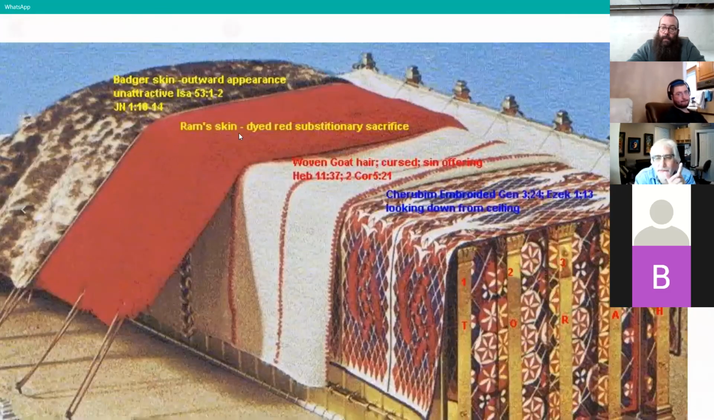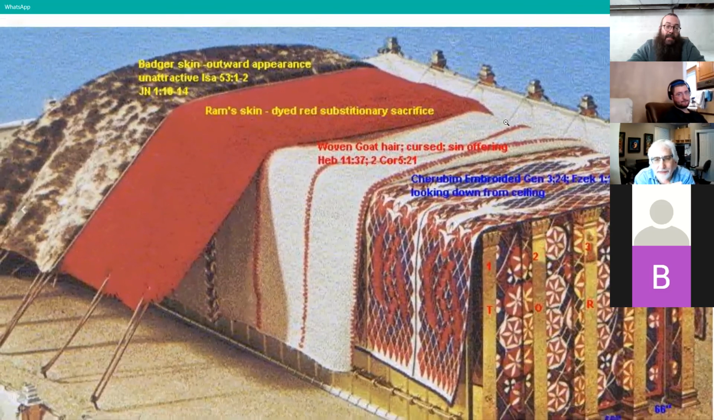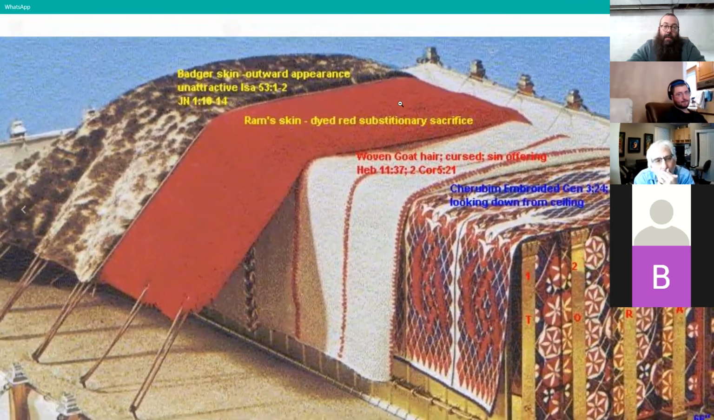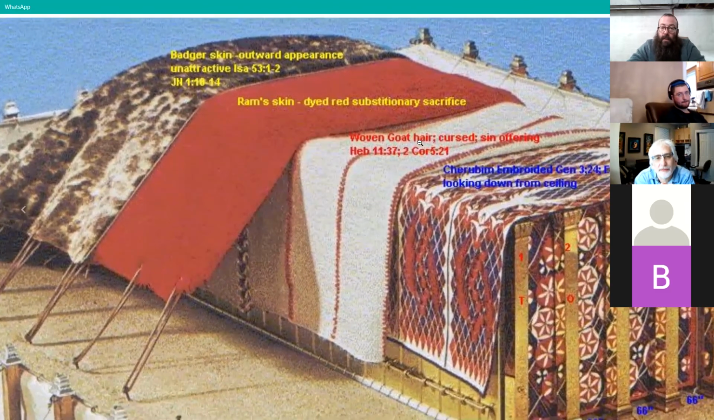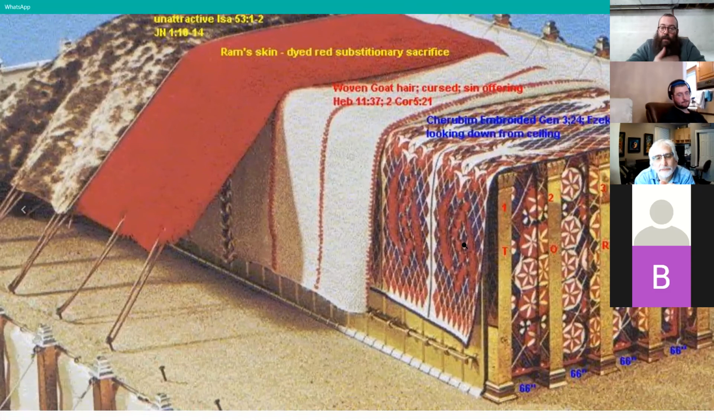Right, but my question is, see how they're all different colored? Yes, they were. So we learned the dyed red skins, we learned that was red. Right, but the other ones, like the one under it was woven goat hair. That's correct. So maybe that, I don't know if they know exactly. And the one under it had pictures of cherubs on it. So maybe this is somewhat correct, possibly.